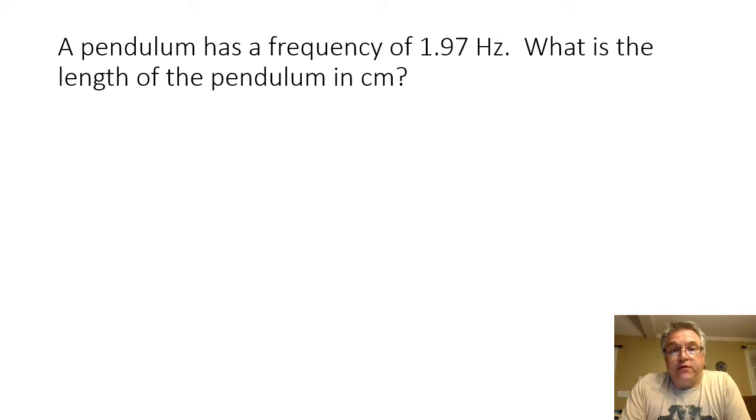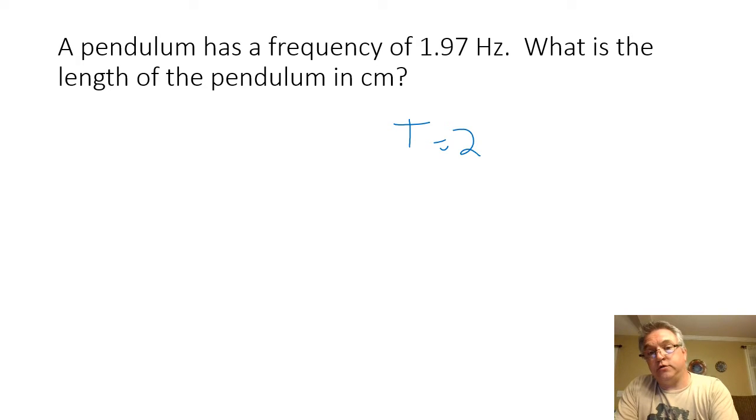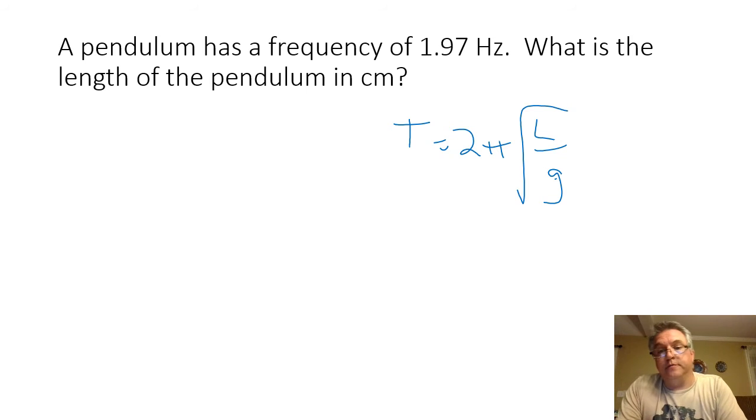A pendulum has a frequency of 1.97 hertz. What is the length of the pendulum in centimeters? Well, if it's a pendulum, I know I need to use the pendulum formula. T equals 2 pi times the square root of L over G. We gotta have the radical.